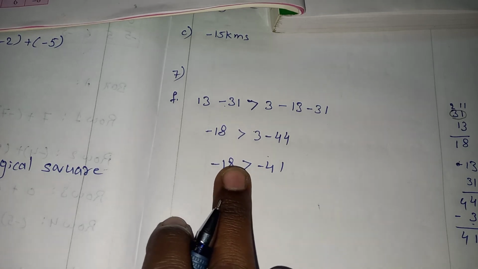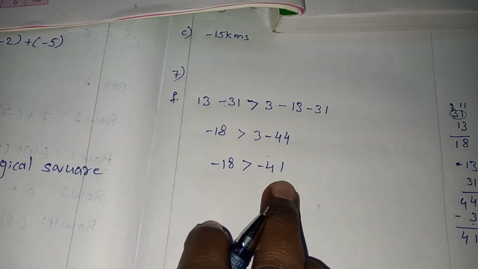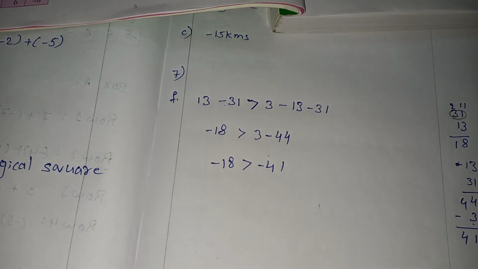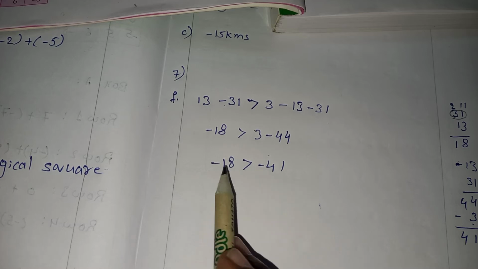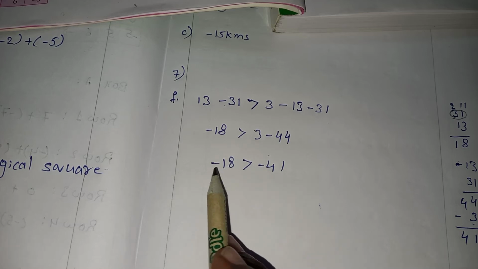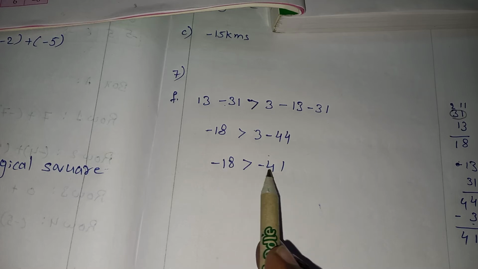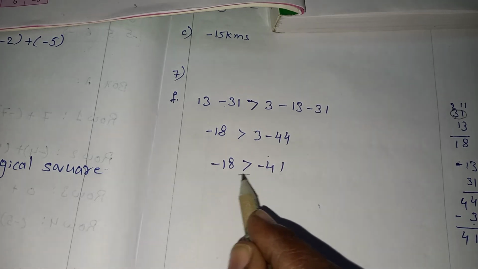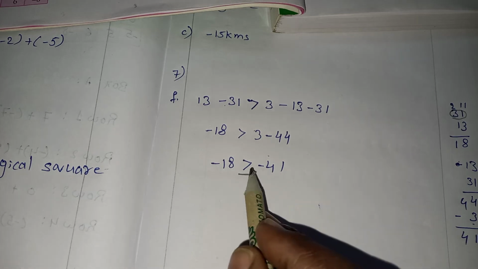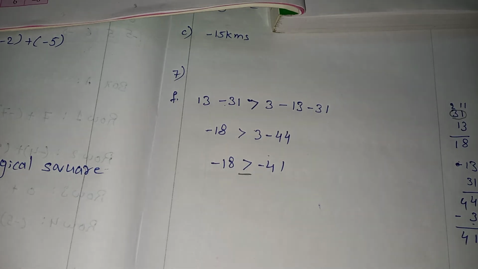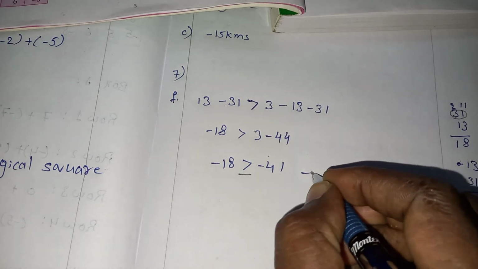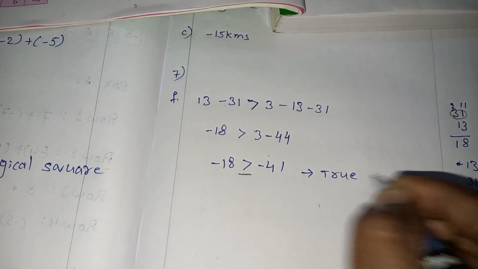Minus 18 is greater than minus 41. Which is the bigger number here, 18 or 41? Minus 18 is the bigger number because it is in the negative direction. Generally 41 is bigger than 18, but here there are negative signs. So minus 18 is bigger than minus 41. Minus 41 is less than minus 18. So the statement is true.